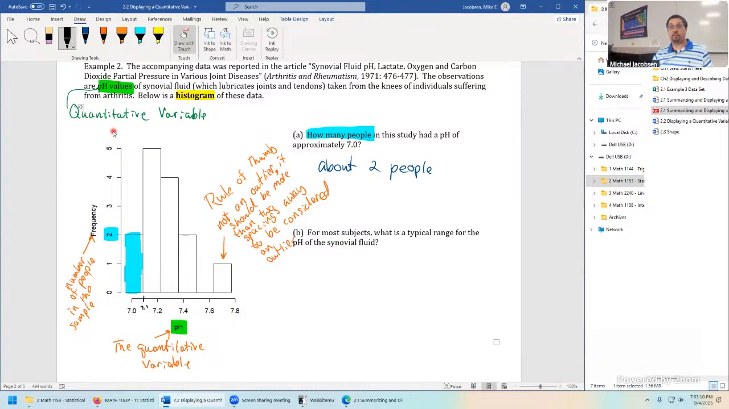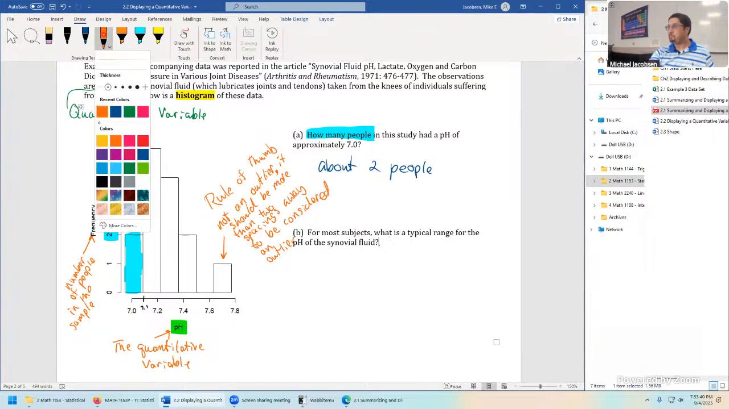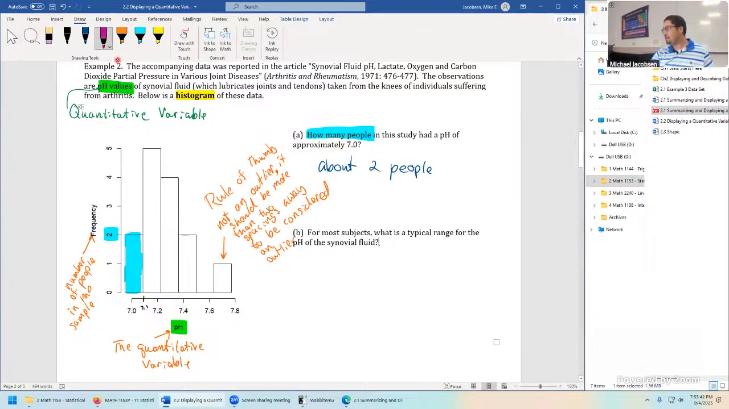Any questions so far, folks, with the outlier discussion? Okay, still it's an interesting observation. It affects the shape of this overall distribution of data that we're looking at. And part B is asking just the next interesting question. For most subjects, what is a typical range for the pH of the synovial fluid? This is a slightly tougher question as well. What is a typical range?